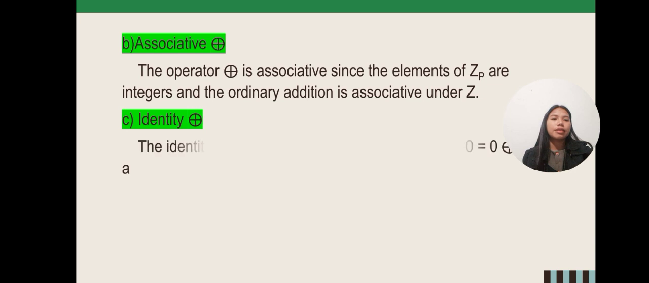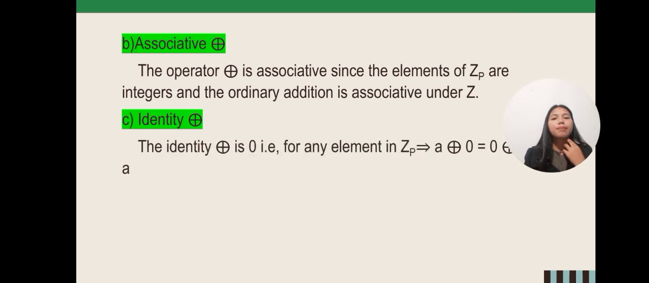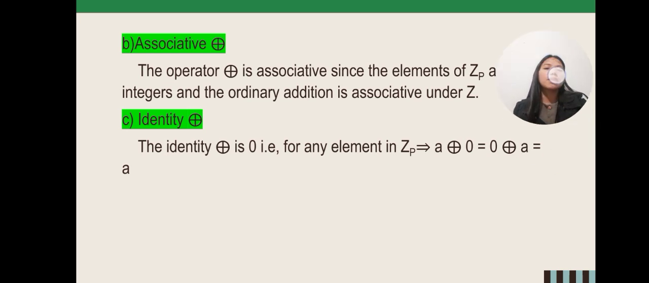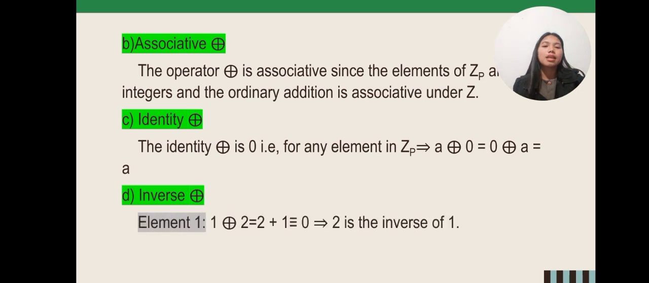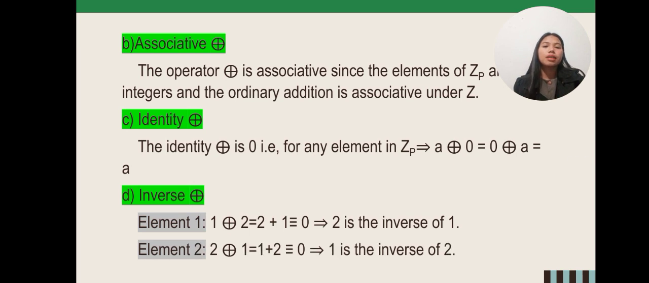Number 3, identity. The identity of the direct sum is 0 for any element of Z sub p, where a plus 0 equals 0 plus a equals a. And we have here inverse. Notice element 1. 1 plus 2 equals 2 plus 1 equals 0, where 2 is the inverse of 1. Element 2, 2 plus 1 equals 1 plus 2 equals 0. 1 is the inverse of 2.